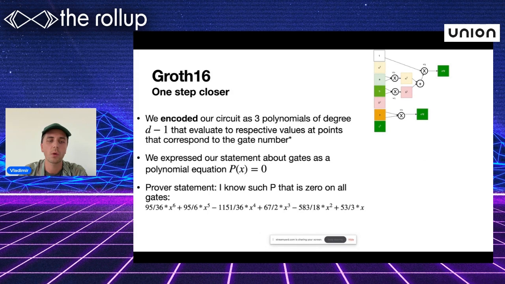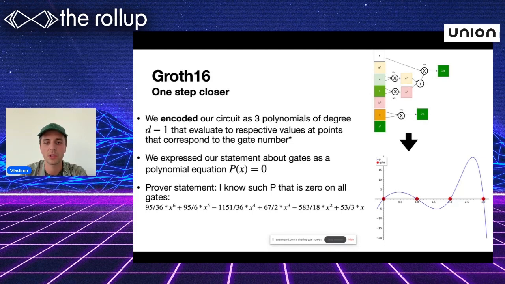So we got one step closer. We had our circuit. We had transformed it to three polynomials, and then transformed it to a single polynomial with 0 at each gate. So our statement about the Pythagorean triangle transformed into knowing a polynomial such as this one. Of course, again, in finite fields it would look different, but it's pretty much okay and suffices for now.